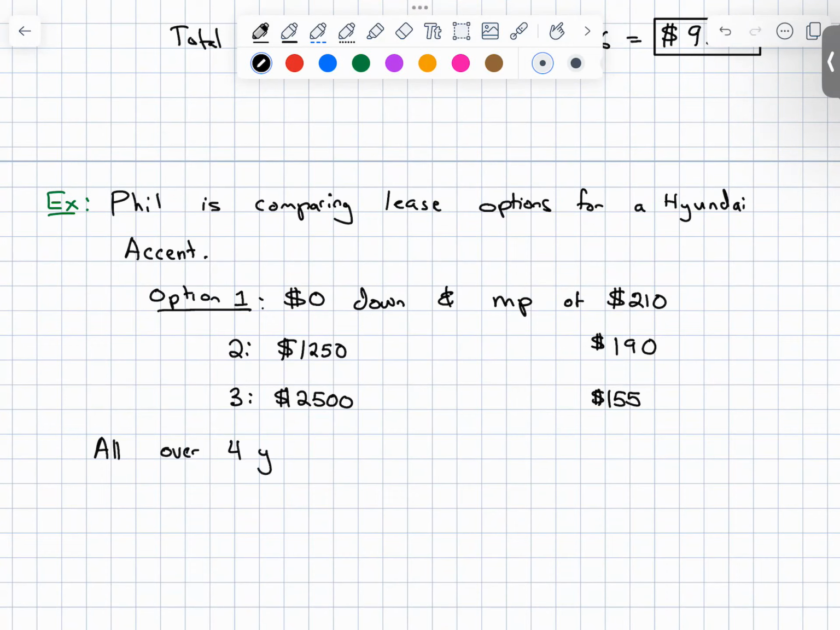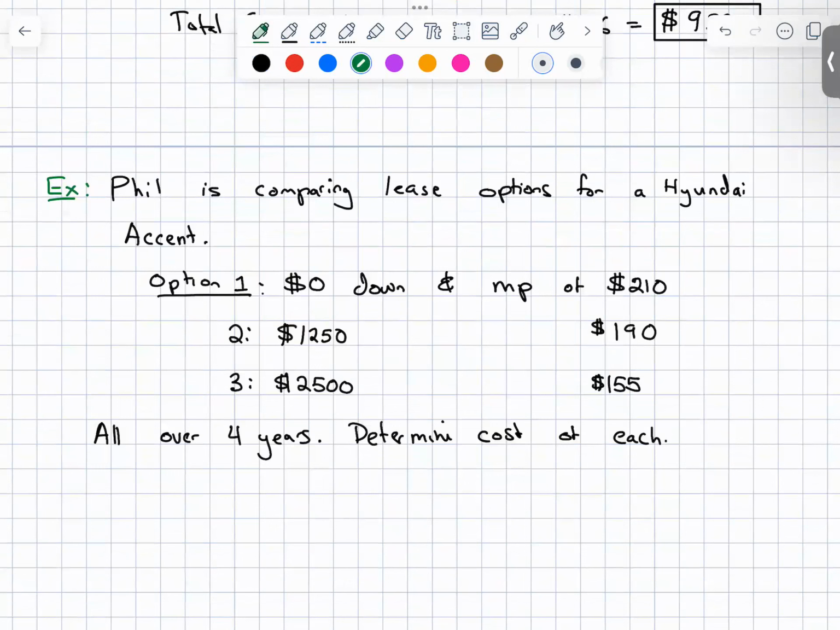4 years. Determine the cost of each. So we're going to be comparing these and figuring out which one would be best. Now, I should say best in quotation marks, because if you can afford to put 2,500 down, then maybe that would be the best option.